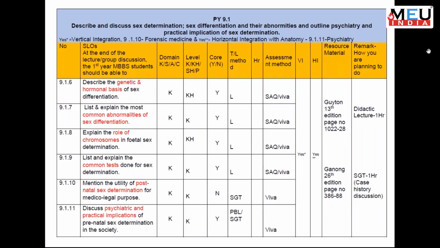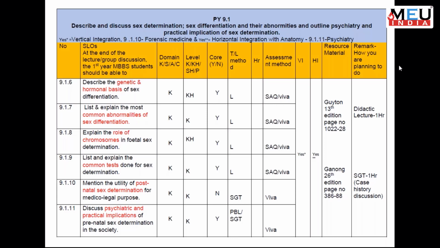Now the next SLO is describe the genetic and hormonal basis of sex differentiation. Seventh is list and explain the most common abnormalities of sex differentiation. Next one is explain the role of chromosomes in fetal sex determination. Ninth one is list and explain the common tests done for sex determination. Tenth one is mention the utility of postnatal sex determination for medico-legal purposes. And last one is discuss the psychiatric and practical implications of prenatal sex determination in society. For the SGT which we have planned, we can do case history discussion. So this is regarding 9.1.